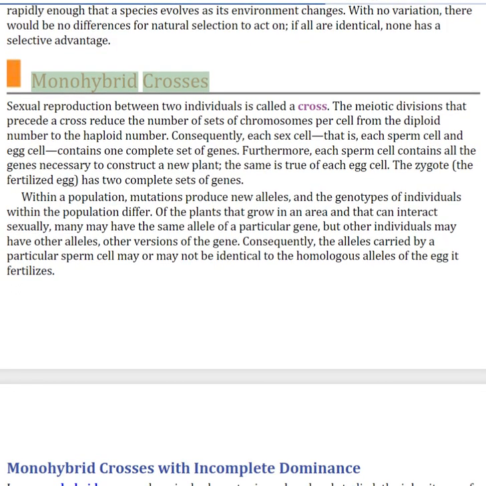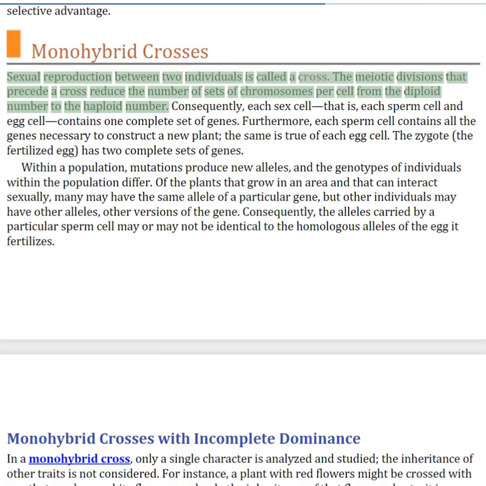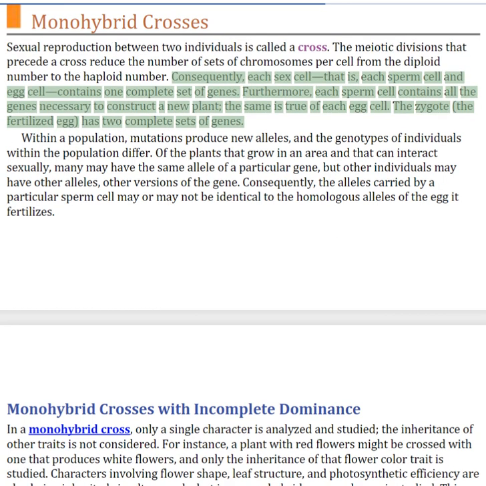Monohybrid crosses. Sexual reproduction between two individuals is called a cross. The meiotic divisions that precede a cross reduce the number of sets of chromosomes per cell from the diploid number to the haploid number. Consequently, each sex cell, that is, each sperm cell and egg cell, contains one complete set of genes. Furthermore, each sperm cell contains all the genes necessary to construct a new plant. The same is true of each egg cell. The zygote has two complete sets of genes.